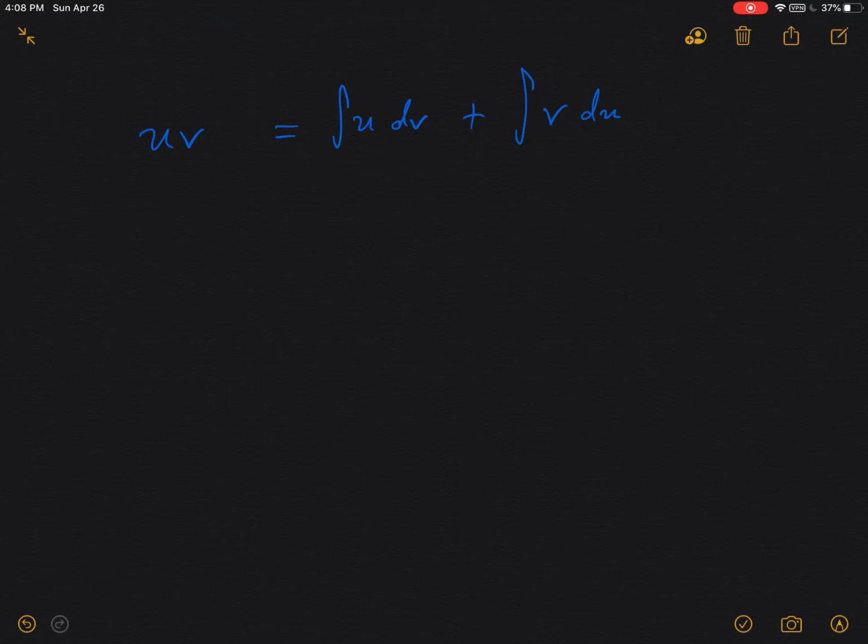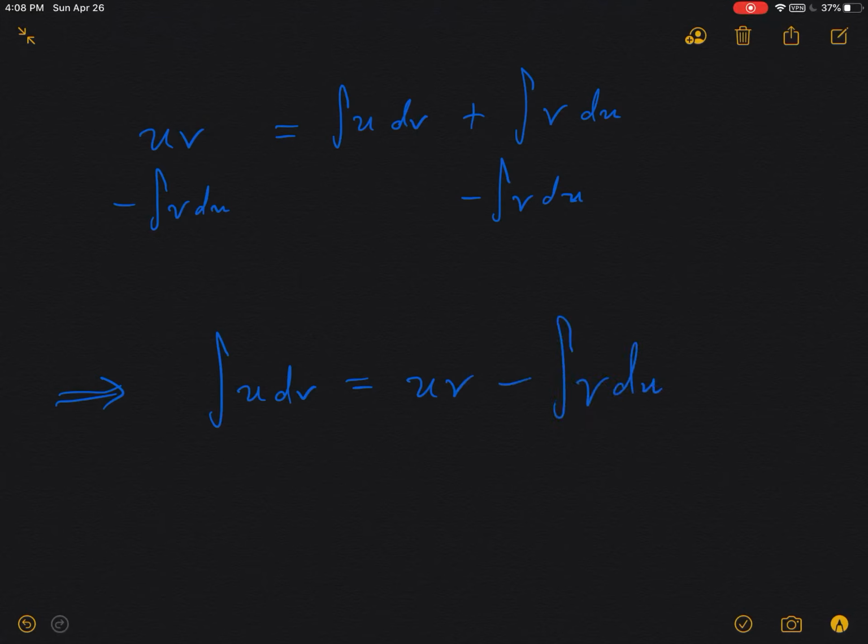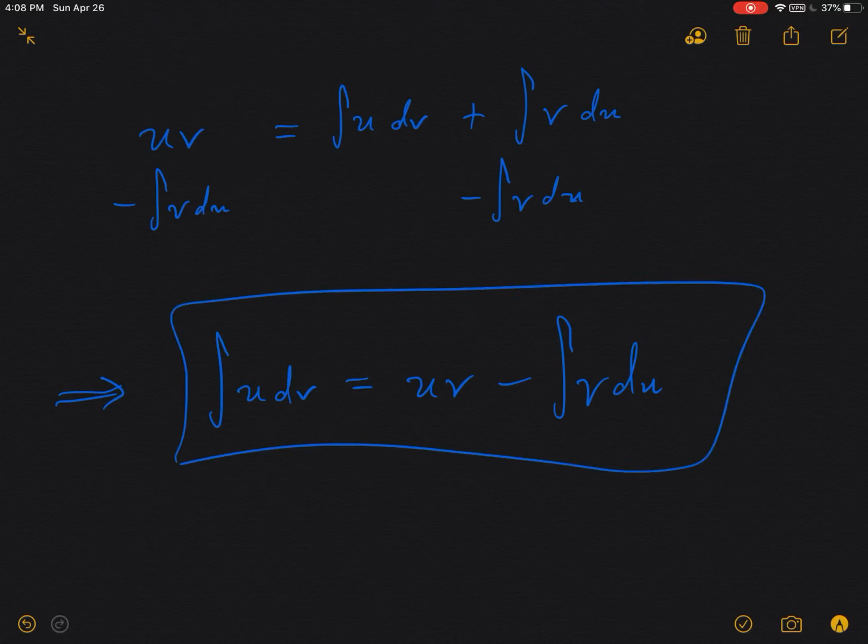Usually this formula is rewritten so that this integral appears on the other side. So normally we would subtract the integral of v du from both sides. And the resulting equation that we get says that the integral of u dv is equal to u times v minus the integral of v du, if I just rearrange the equation up here. And this is the integration by parts equation.